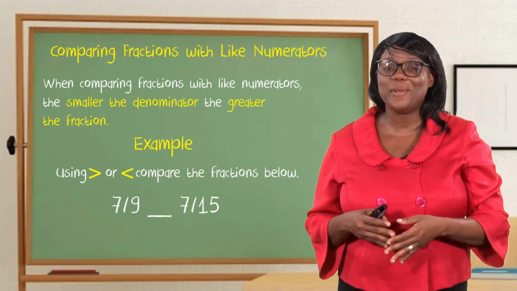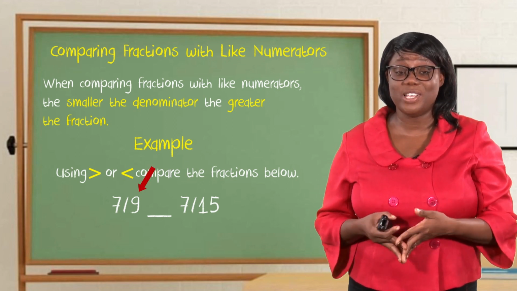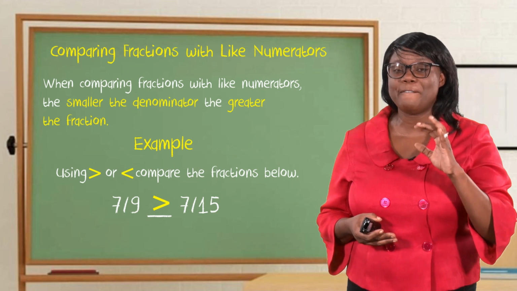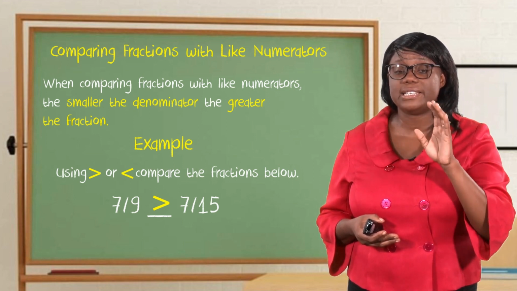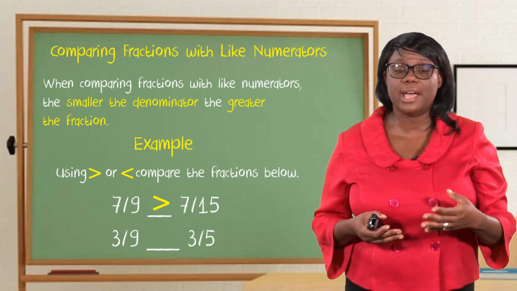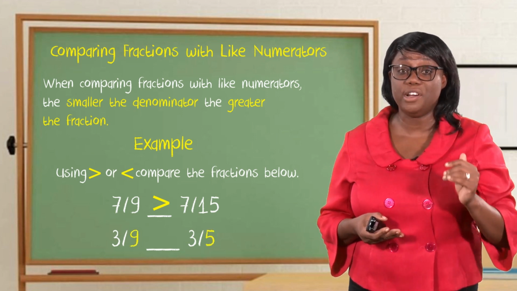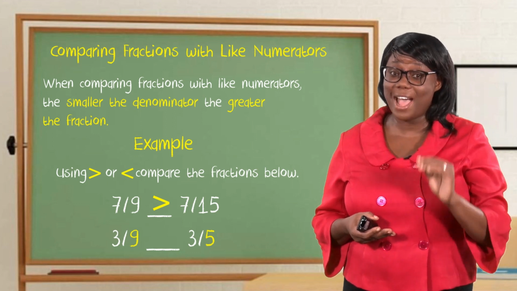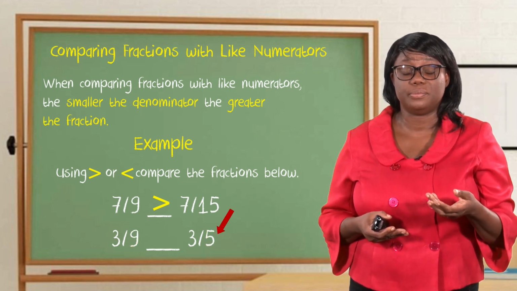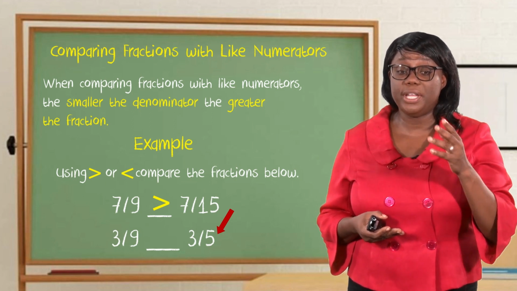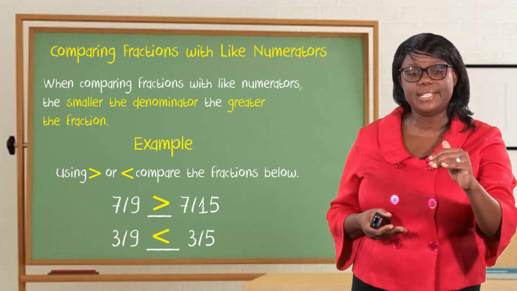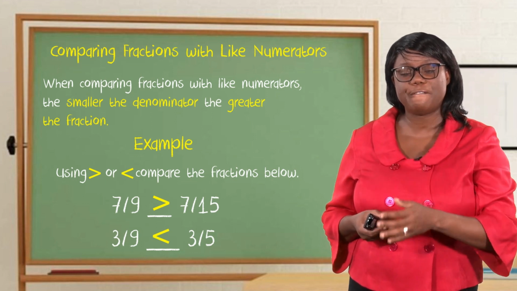So we have 9 and we have 15. Yes, boys and girls, 9 is smaller than 15. So the fraction 7/9 is greater than 7/15. Let's look at the last one. 3/9 and 3/5. Our denominators are 9 and 5. Which denominator is the smaller of the two? Yes, 5. So 3/5 would be the greater fraction. So your answer will read 3/9 is less than 3/5.